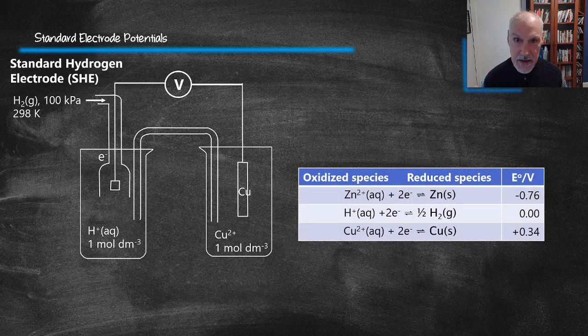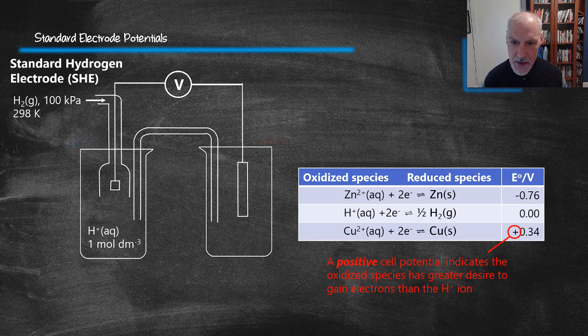Here I have a set of values that are available in your IB data booklet, and I'm going to look at the particular location of the hydrogen and the copper here. So we'll look at the bottom two. A positive cell potential indicates that the oxidized species has a greater tendency to gain the electrons than the hydrogen. So in this case, copper wants to gain the electron, and it would move over in this fashion. Since the copper is gaining electrons, that would constitute the cathode, and therefore the hydrogen would be the anode.